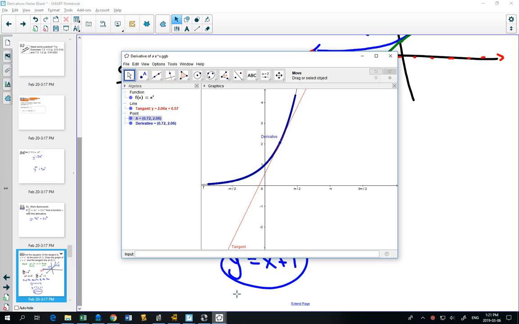Now, what would happen if we changed a number a little bit? Okay, so I had y equals e to the x. That one happens to be exactly the same. If I changed it to, what's close to e? 3. 3 is close to e.